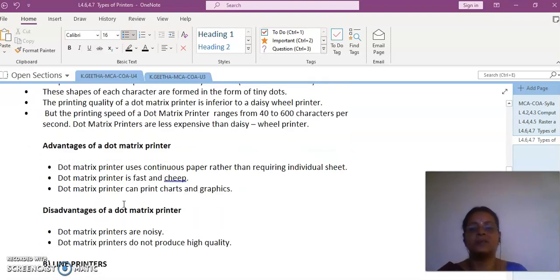And coming to the disadvantages of the dot matrix printer, these printers are also a little bit noisy as compared to the daisy wheel printer. Whenever we have the head movement and the head strikes the paper, whenever there is an impact, obviously the noise will be there, so we cannot rule it out. So noise is going to be a drawback for the dot matrix printer, and also it cannot produce printing of high quality. So that is also to be noted down.